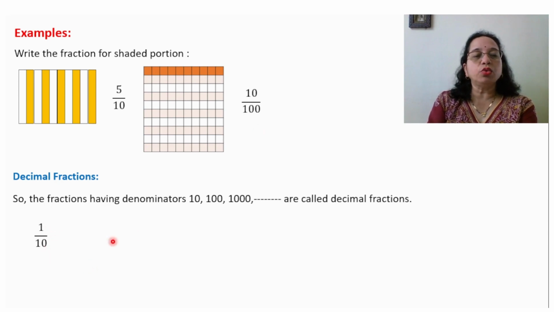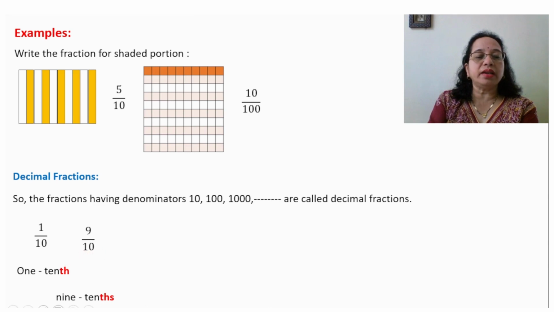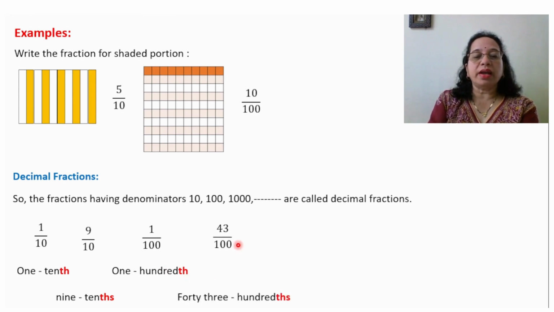1 by 10. How did we used to read this in fractions? 1/10. The numerator is a cardinal number and the denominator is an ordinal number. Ordinal numbers are first, second, third, fourth, fifth, like that. 1/10. Now this is 9/10. If the numerator is more than 1, we add s here. So 9/10ths. This we have already done in fractions. 1/100th. Th will come. 43/100ths, we will add s.